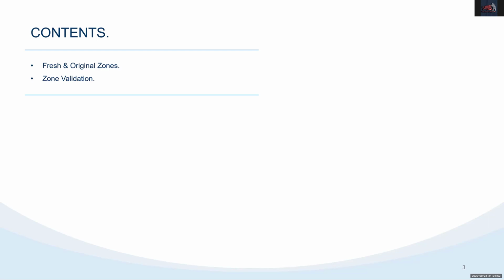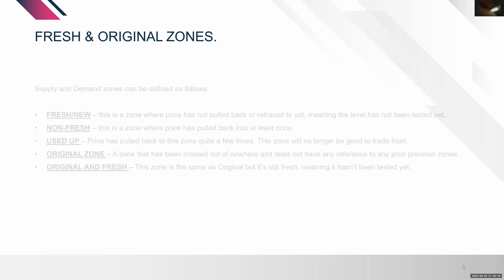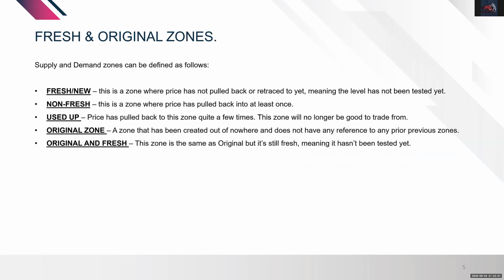There are 3 criteria that we use to validate a zone. So in this section, we're going to focus on some advanced concepts that will give you an edge when you're trading using institutional supply and demand. We have supply and demand imbalance levels on our charts, and it's these that we are going to start with, right? So when we talk of a fresh zone, what are we talking about, right?